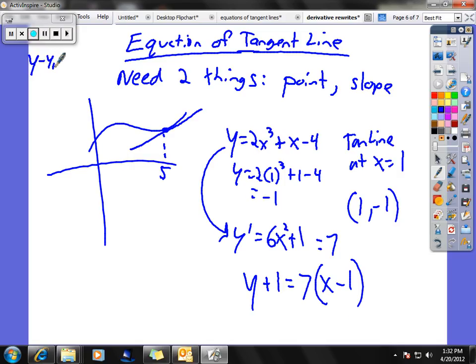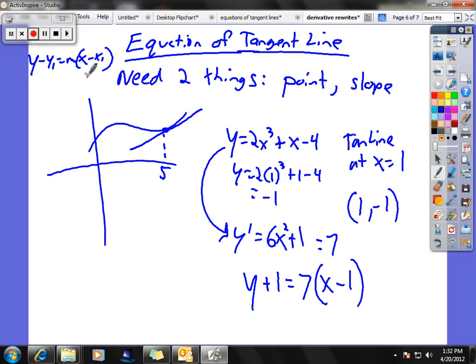y minus y1 equals m times x minus x1. So that's the point slope form of the line. I should probably have written that first, but you're always going to be using that. Put these in this point slope form. So just real quick again, you plug x into the original to get y. You plug x into the derivative to get the slope, and then you just write your point slope form.